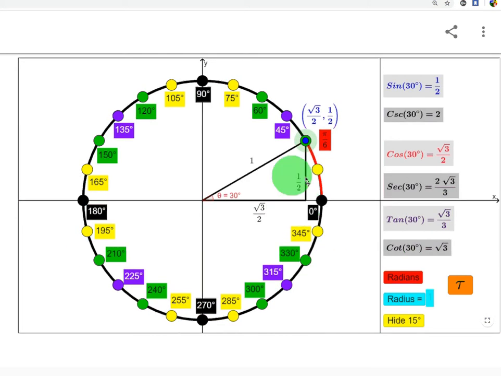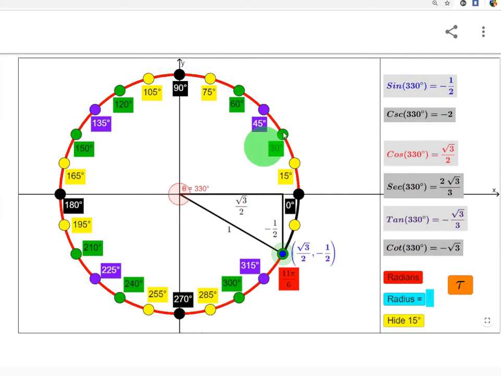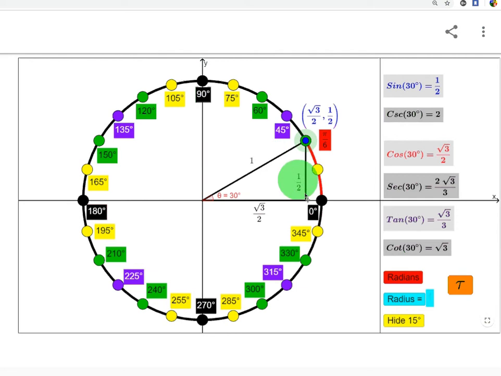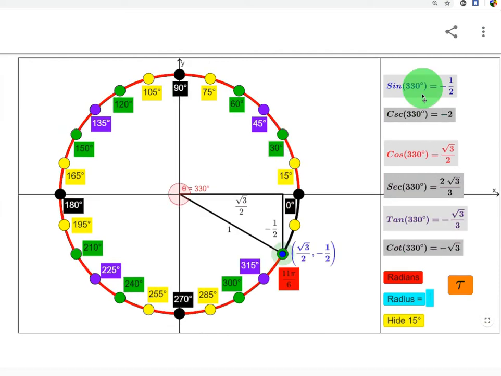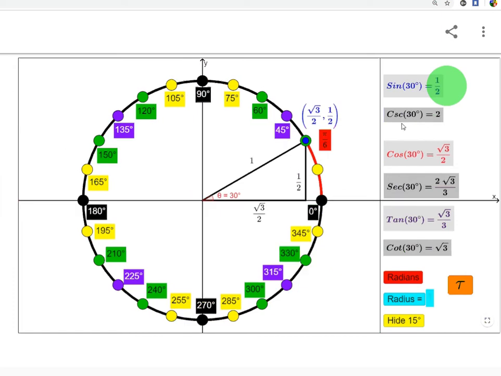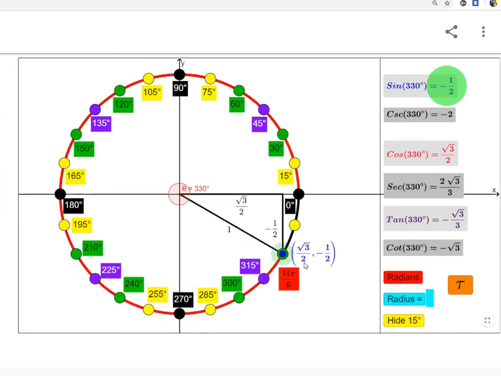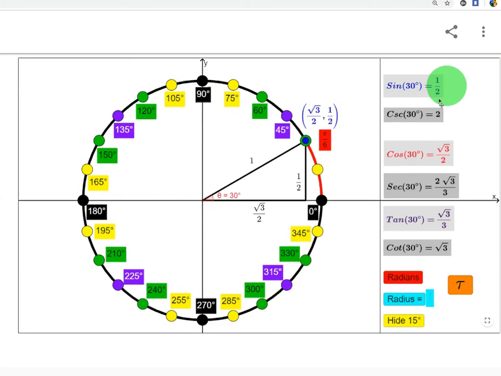Notice that what happens is the y value, which is 1/2, which is sine's value, since sine is y, flips to negative 1/2 when you flip it over the x-axis. Naturally that makes sense because it's the same distance away. What that in effect means is that sine will simply change from positive to negative as you flip it over the x-axis. In effect, you're just making the y value negative.